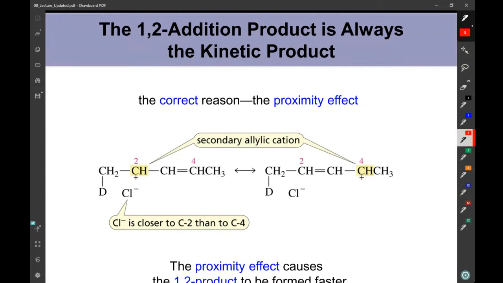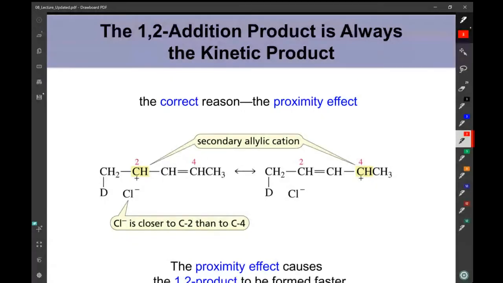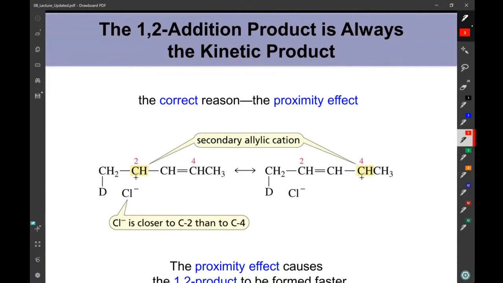As a general rule of thumb, the 1,2 addition product is always our kinetic product. Always. Does that make sense? So whenever you have a 1,2 product, just be sure that that's your kinetic product. But then the 1,4 addition is not necessarily the thermodynamic product. That's what I want you guys to keep in mind. So be careful with that. The 1,2 is always the kinetic product, but the 1,4 is not necessarily the thermodynamic product.